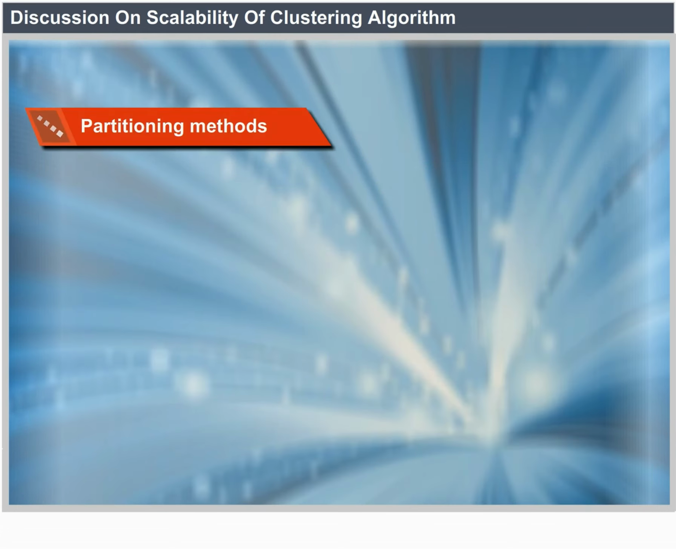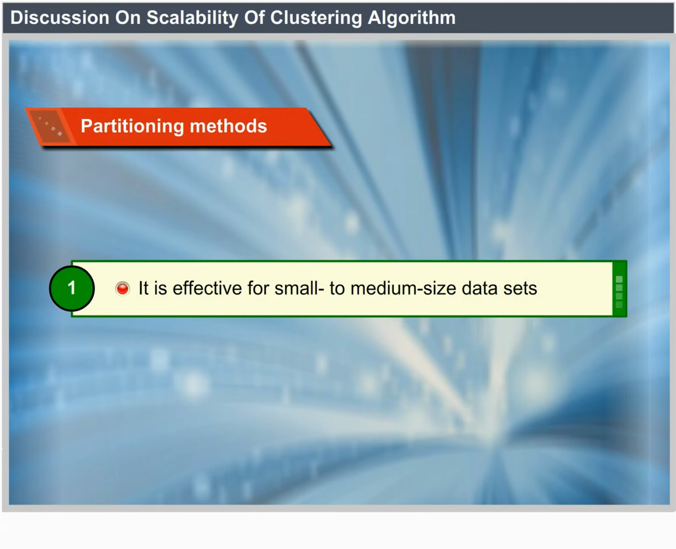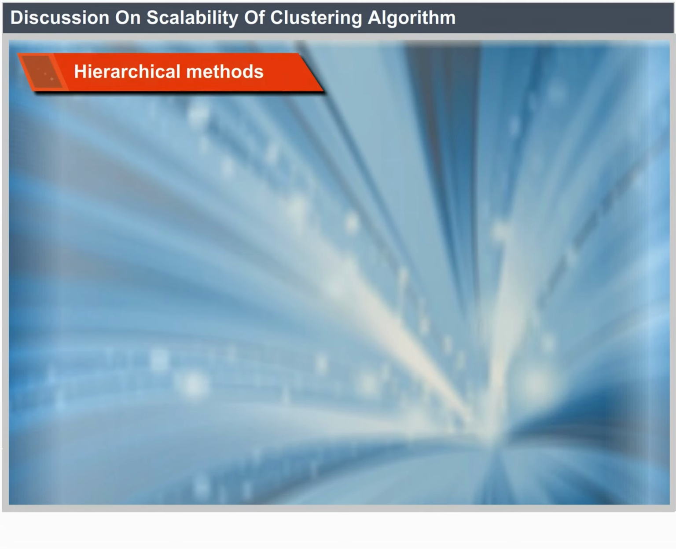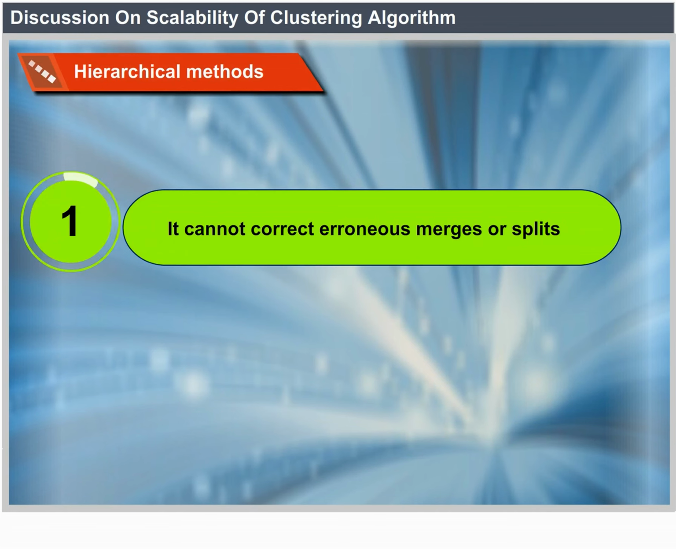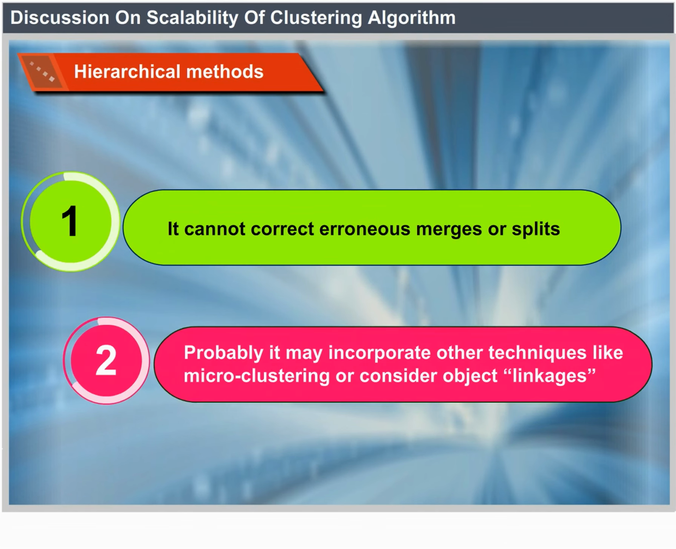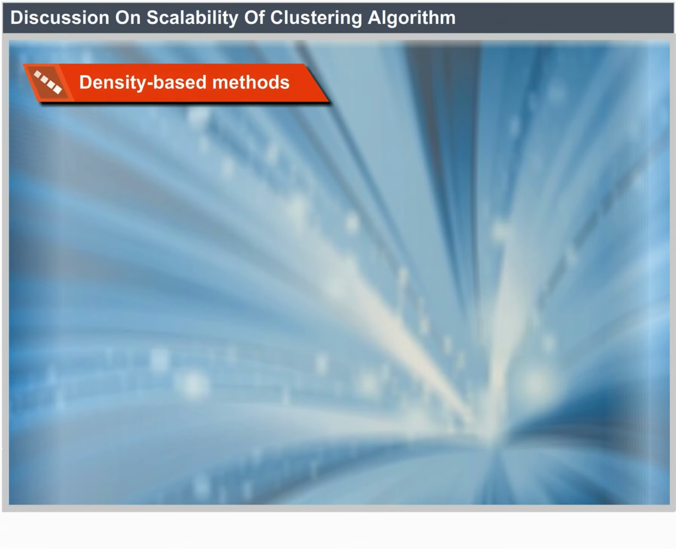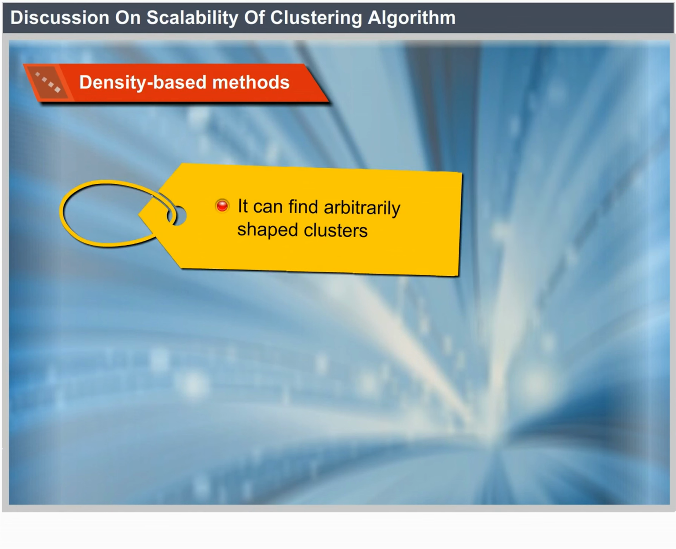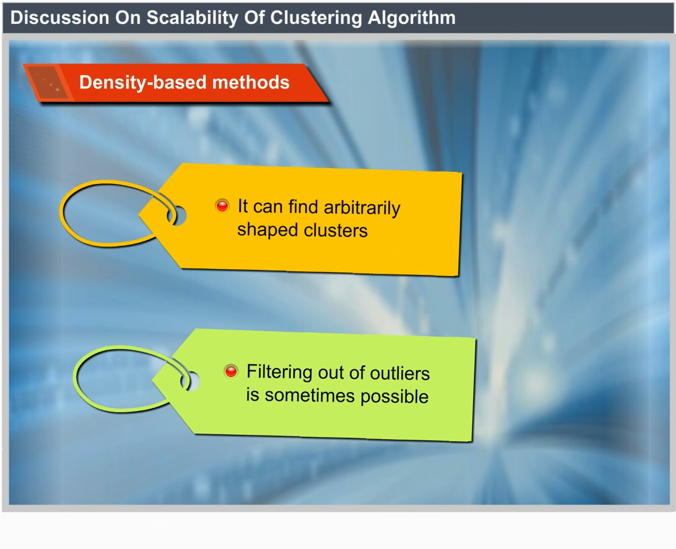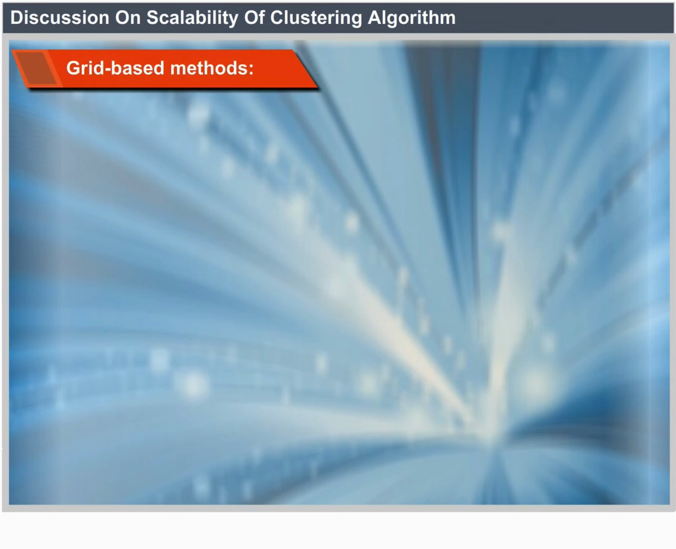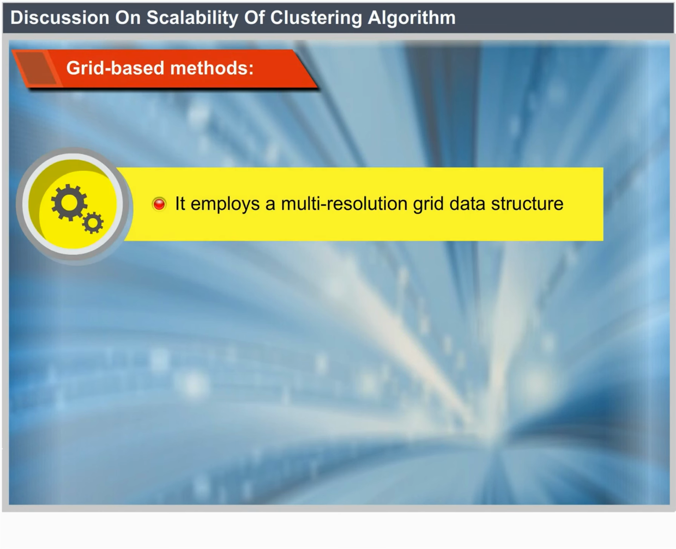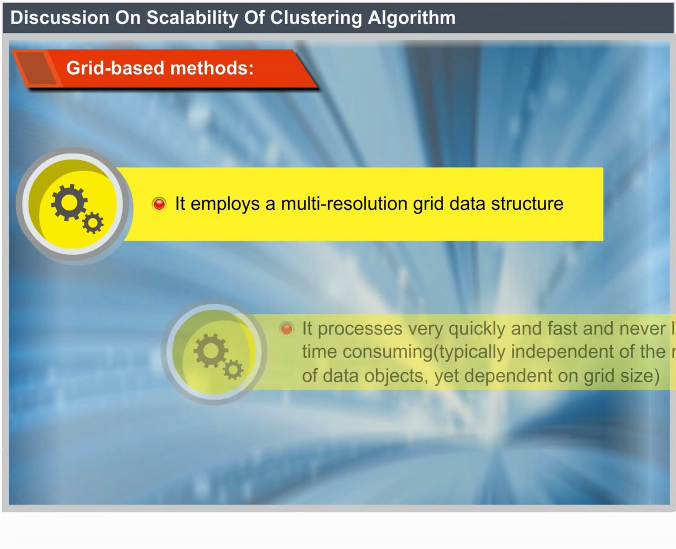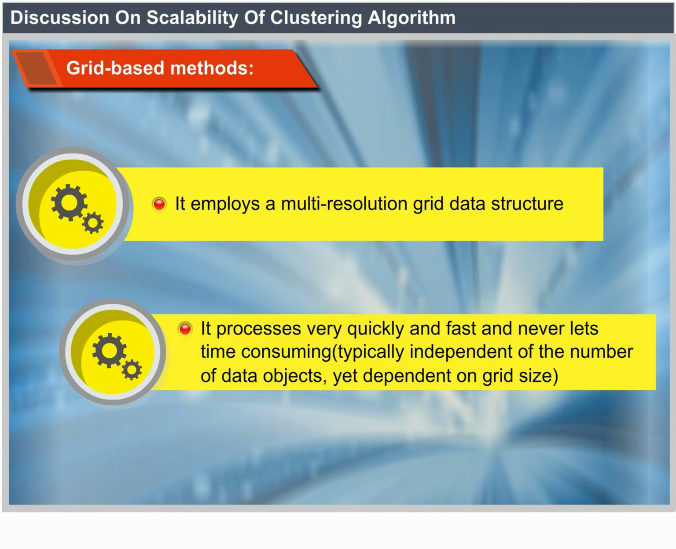Partitioning methods: effective for small to medium-sized datasets. Hierarchical methods: cannot correct erroneous merges or splits. May incorporate other techniques like microclustering or consider object linkages. Density-based methods: can find arbitrarily shaped clusters. May filter out outliers. Grid-based methods: use a multi-resolution grid data structure. Fast processing time, typically independent of the number of data objects, yet dependent on grid size.